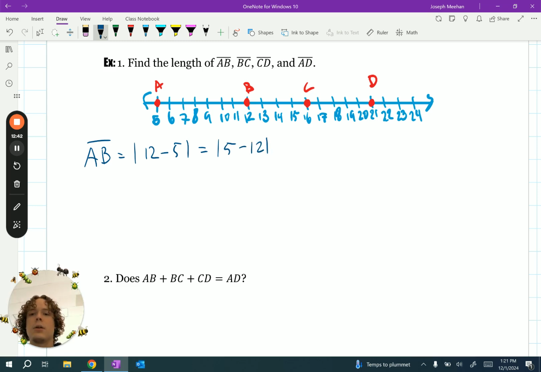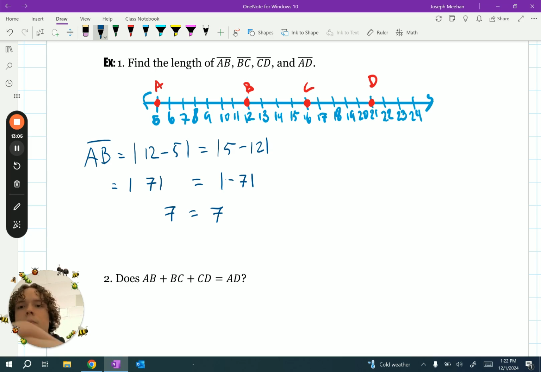You're going to get the same answer either way. If we did the left side, the absolute value of 12 minus 5, we get the absolute value of 7. If we did the right side, we get the absolute value of -7. That means 7 equals 7. Either way, you get the same answer. You get 7. So the distance between A and B is 7.